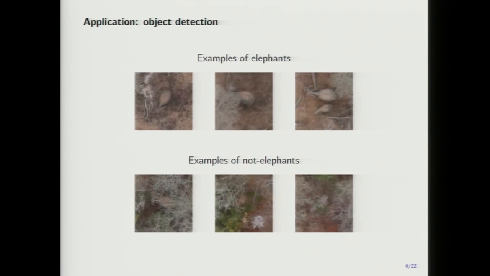I don't know if this is clear, but these examples here are purposefully chosen so that they kind of look like elephants. You can think of this as sort of difficult examples. And it's quite nice that, while you're training, you can pick examples of this negative class in such a way that your classifier improves. I'll come back to this idea a bit later.